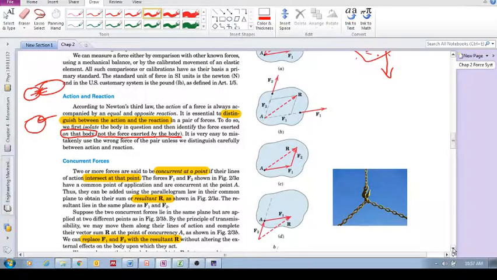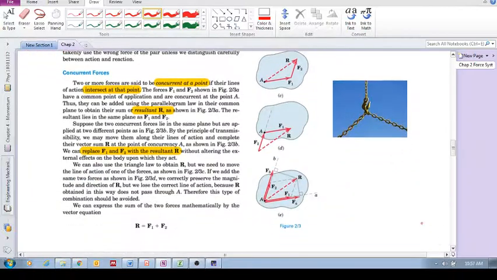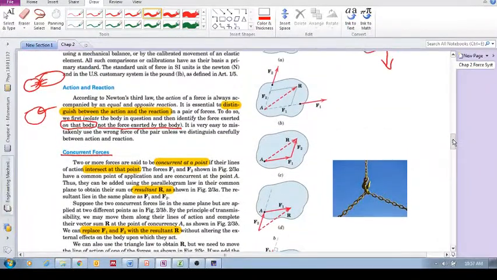The next thing that we want to cover in this video is the idea of concurrent forces. What is a concurrent force? It's just forces that act at a point, or their lines of action intersect at a point.